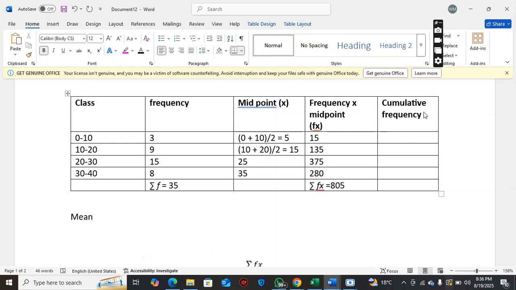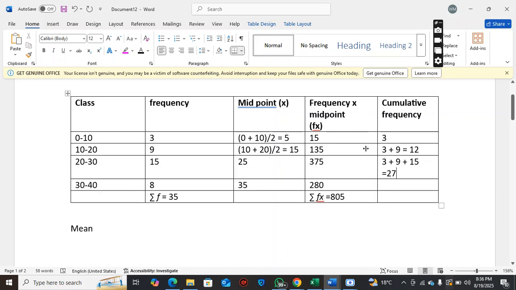Okay. So this is how you get your cumulative frequency. It's just adding these frequencies. For example, for our first class, the cumulative frequency is 3. The next class is 3 plus 9, which gives us 12. The next class, it's 3 plus 9 plus 15. That gives us 27.